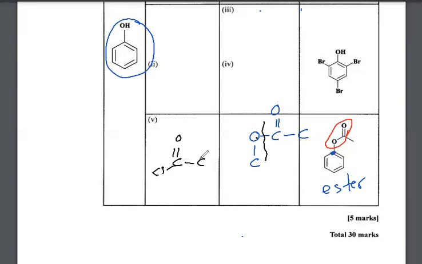All right. If I want to write the skeletal formula, double bond O, Cl. So that is your reagent. So we draw an acyl chloride.